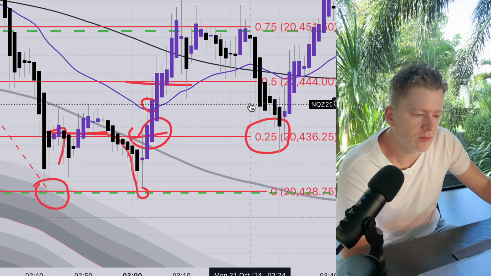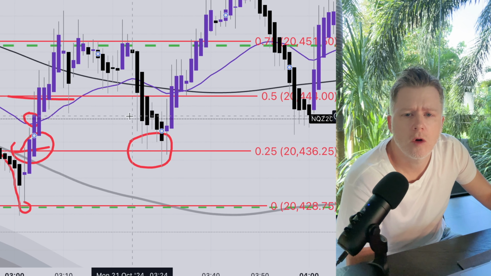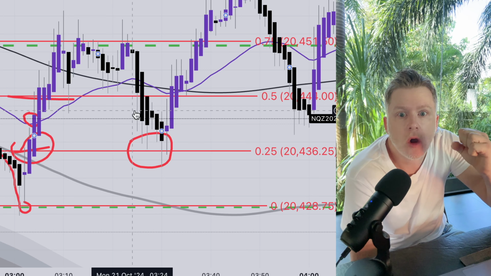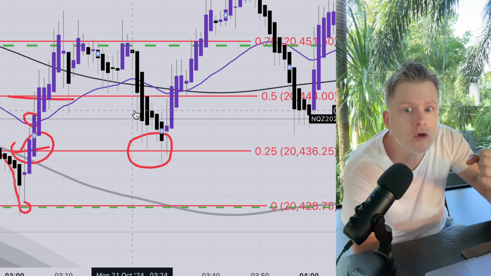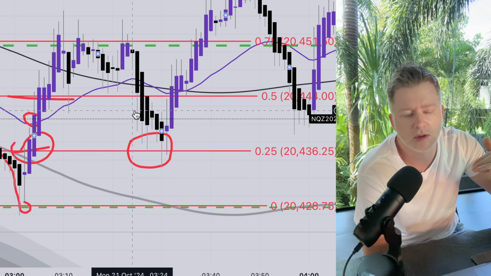Okay, stops at break even. Protect your profits. Why would you want to give it back? Don't give it back. It's yours. You got it. They don't have it. Keep it. Okay, so stops to break even.